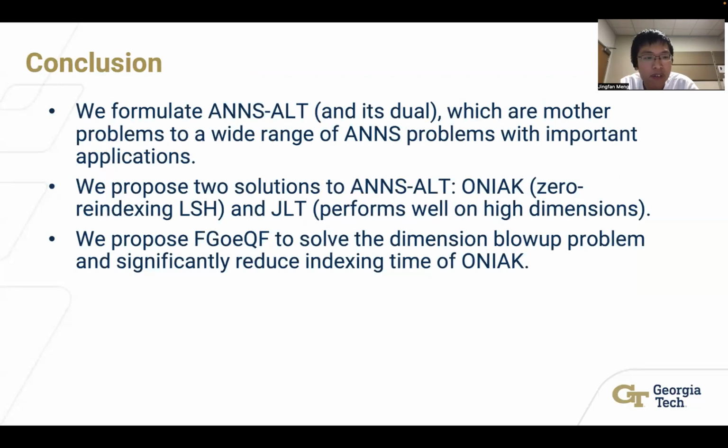In conclusion, we have formulated ANS ALT and its dual. These are master problems to a wide range of ANS problems. We propose 2 solutions to ALT, ONIAC based on LSH, and GLT, dimensional reduction. These two solutions solve ALT and also solve these baby problems. We propose fast GOE quadratic form to solve the dimensional blow-up problem of this AMP, asymmetric mapping pair, and significantly reduce the indexing time of ONIAC.